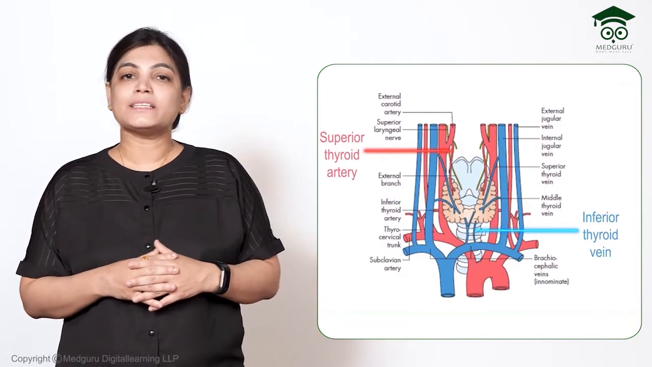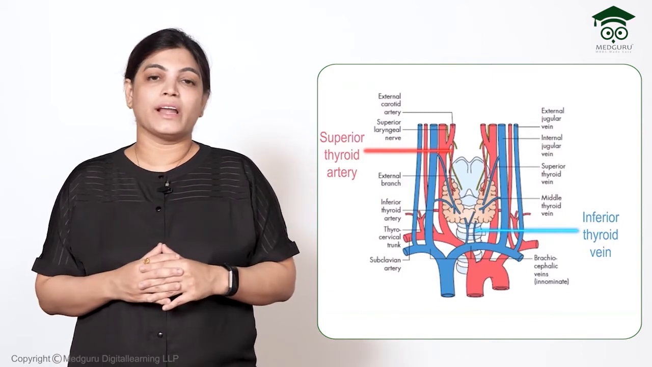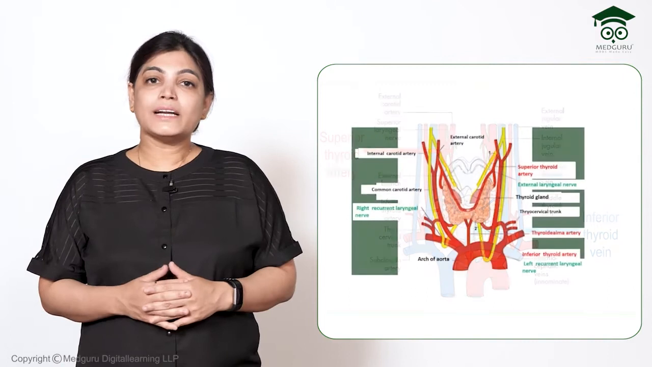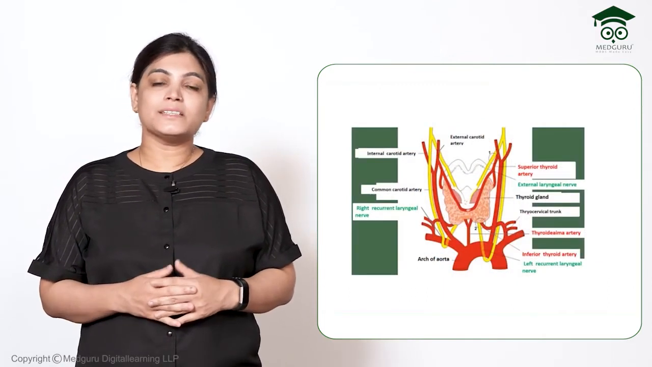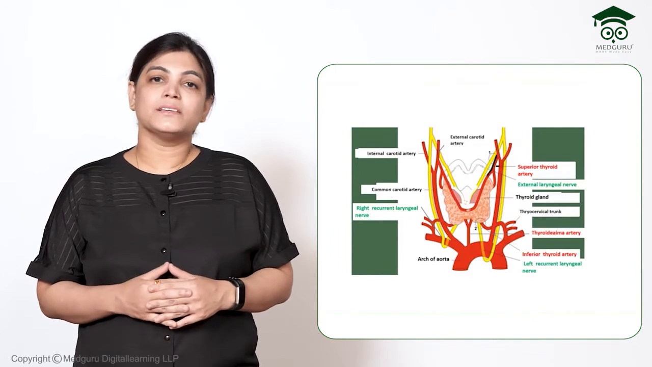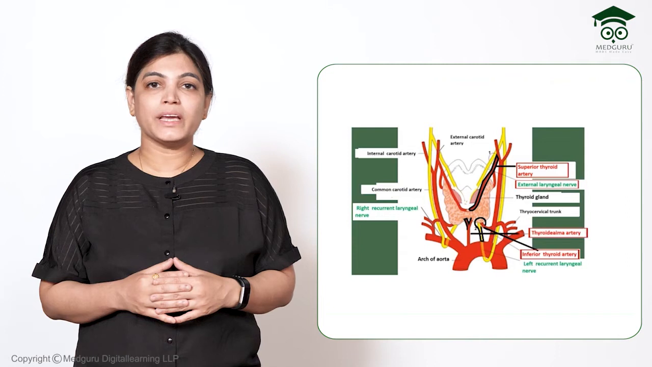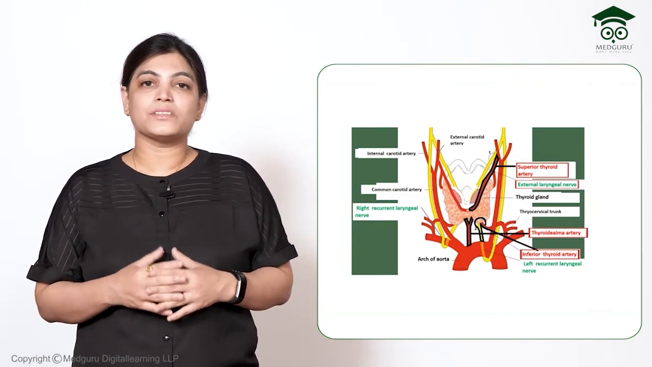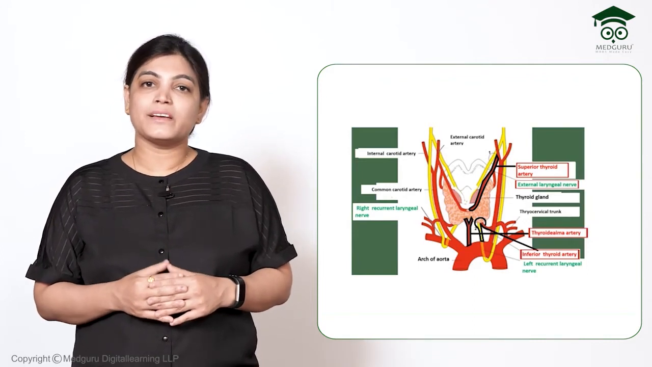Now coming to the arterial supply, the nerve supply and lymphatic drainage of thyroid gland. Discussing about the blood supply, starting with arterial supply of the thyroid gland. The thyroid gland gets arterial supply from the following arteries: superior thyroid artery, inferior thyroid artery, thyroidea ima artery, and also branches from other arteries like esophageal arteries, pharyngeal arteries, tracheal arteries.